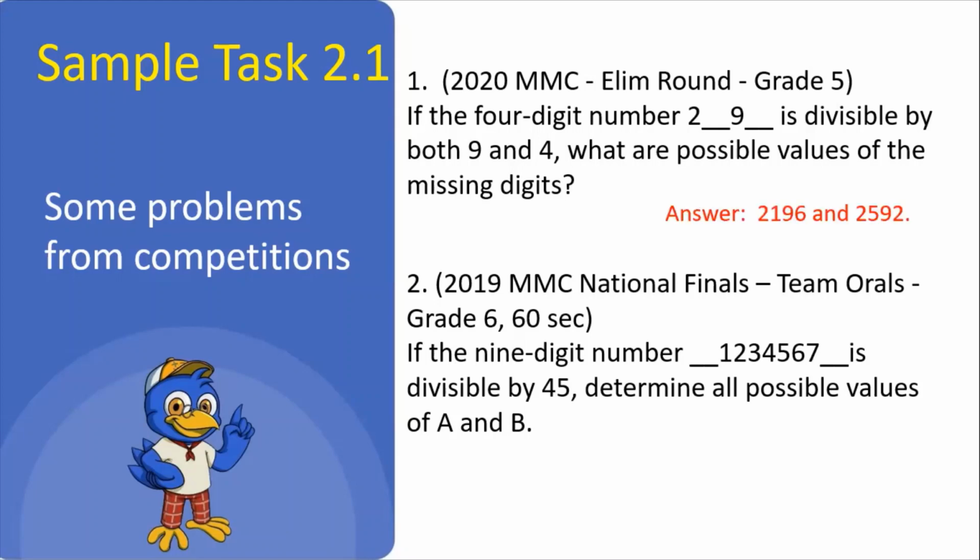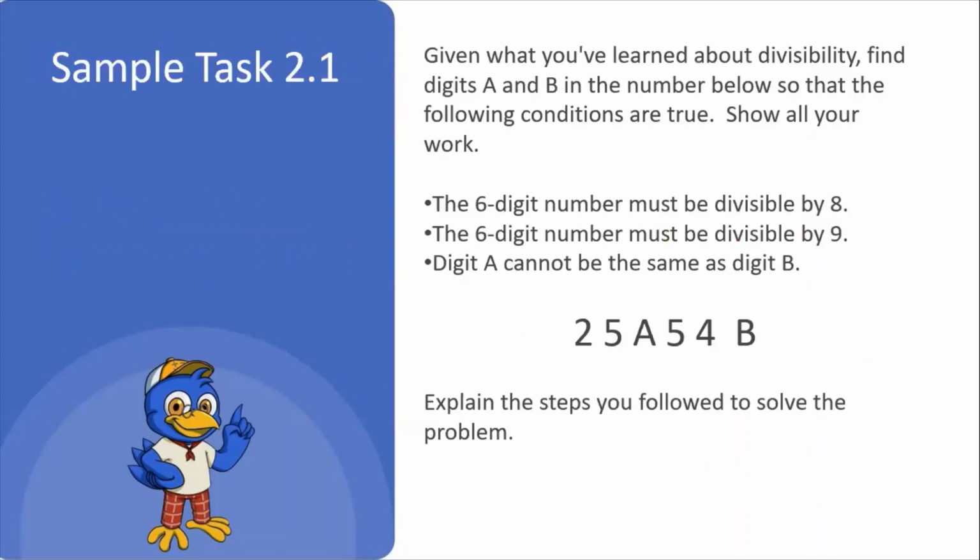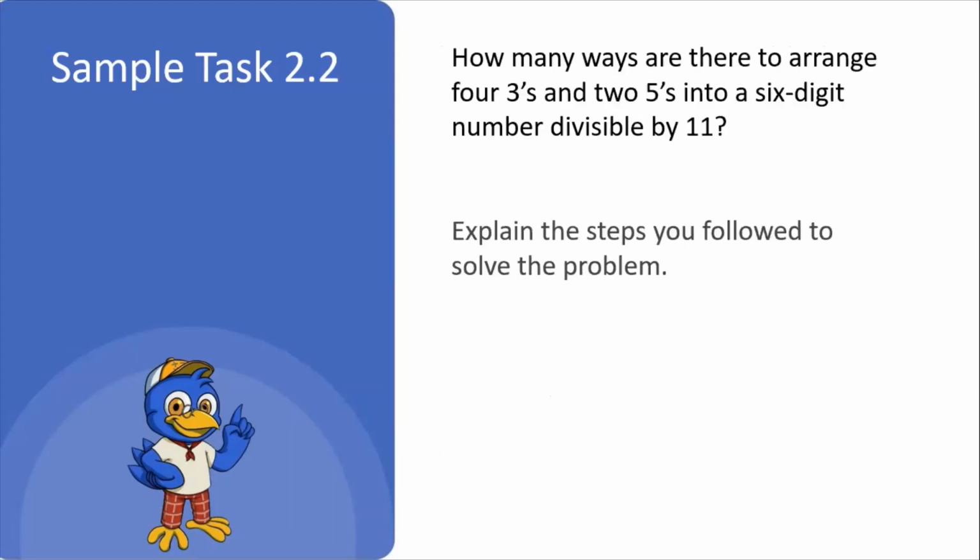Based on these examples, we have the following sample task. Given that you've learned about divisibility, find digits A and B in the number below so that the following conditions are true. We require our students to show all of their work. The requirement is for this 6-digit number to be divisible by 8, divisible by 9, and digit A cannot be the same as digit B. We want our students to explain the steps followed to solve the problem.